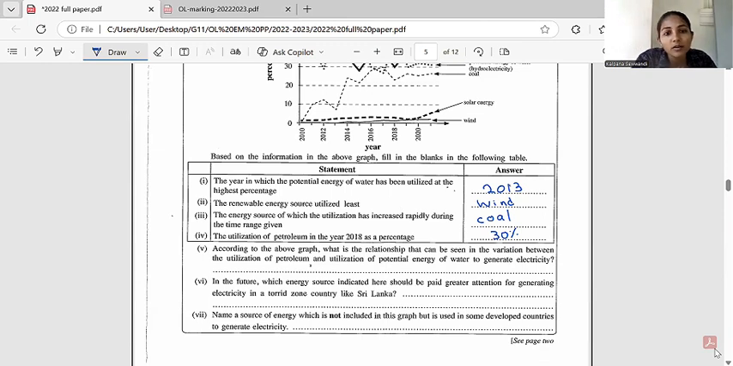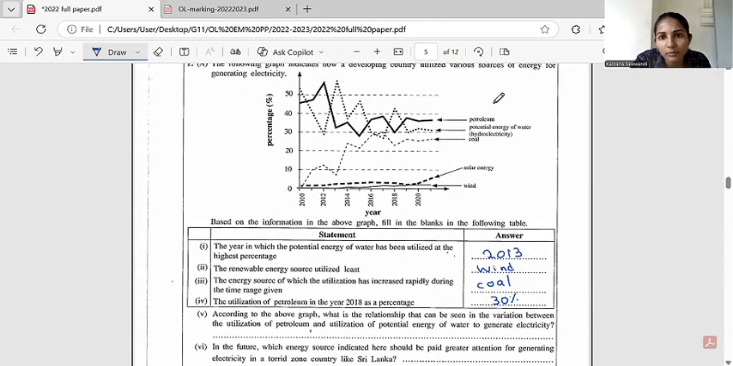Question 5: according to the above graph, what is the relationship that can be seen in the variation between the utilization of petroleum and utilization of potential energy of water? Then let's see what happened to the petroleum. Over time, the petroleum is fluctuating at different levels. Then let's see hydropower, hydroelectricity. So it is also fluctuating.